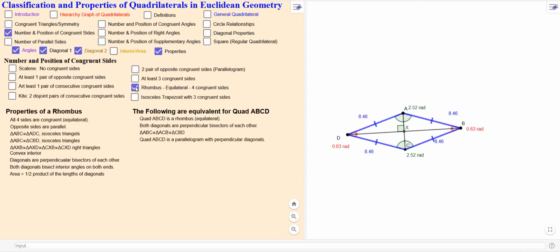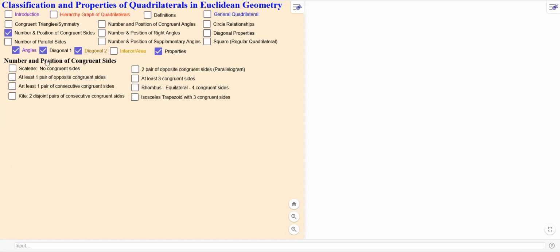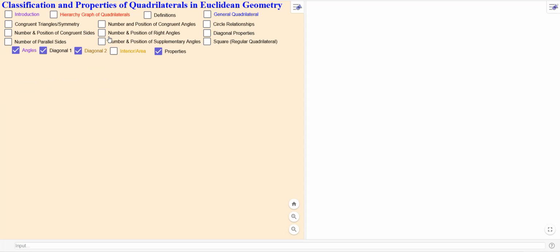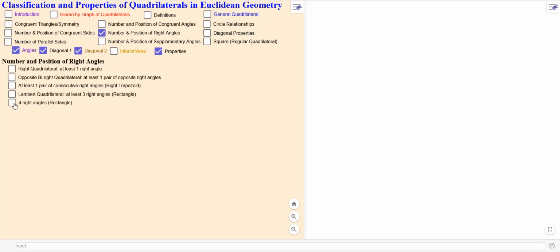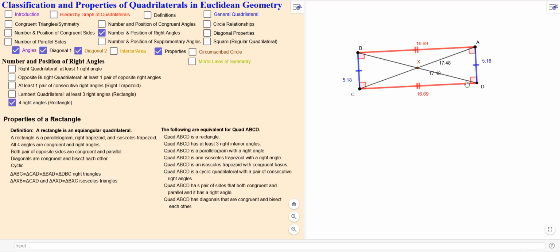Of course, we have certain figures that combine some of these things. For example, a rhombus is both a parallelogram and a kite. It's a kite both directions. So not only do both diagonals bisect each other, they actually perpendicularly bisect each other. And then how about a rectangle? A rectangle is both an isosceles trapezoid and a parallelogram. So since it's a parallelogram, the diagonals bisect each other, and since it's an isosceles trapezoid, they are congruent as well.